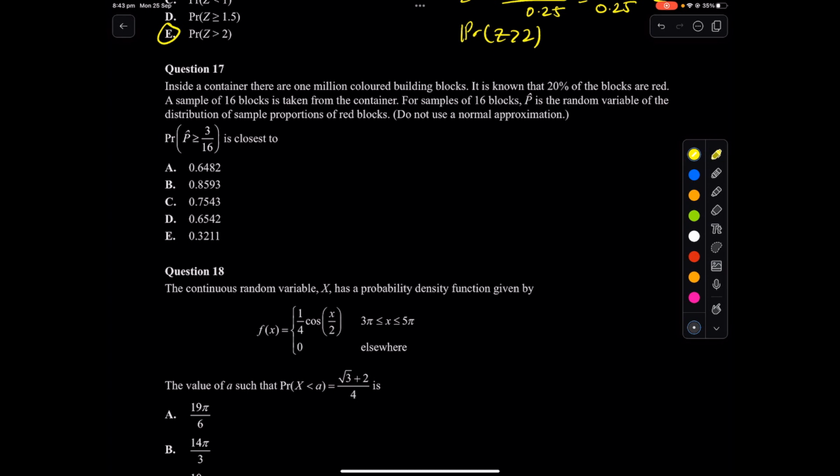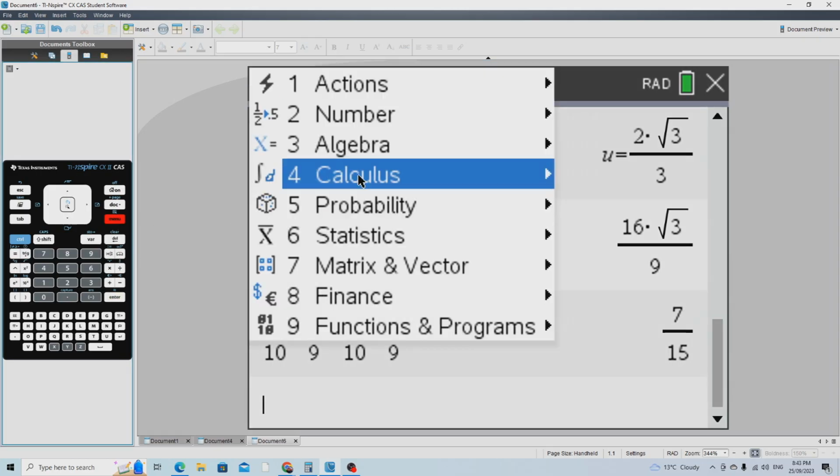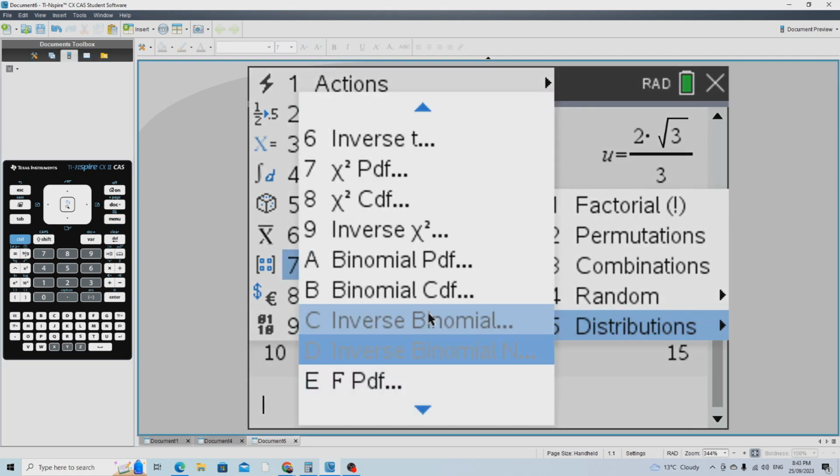Then what's this? Okay, so we know that P hat is equal to x over n, what's our n value, it's 16. So 3 over 16 times 16 gives us x is equal to 3. So this can be rewritten as probability that x is greater or equal to 3. Very nice. Now we can just use our calculator and use binomial distribution. So go on menu, go on probability distributions, and go into binomial CDF.